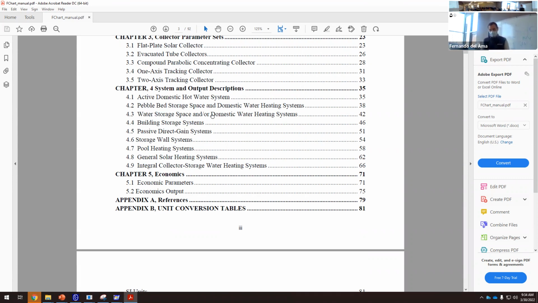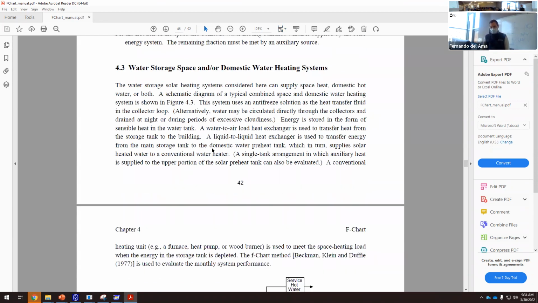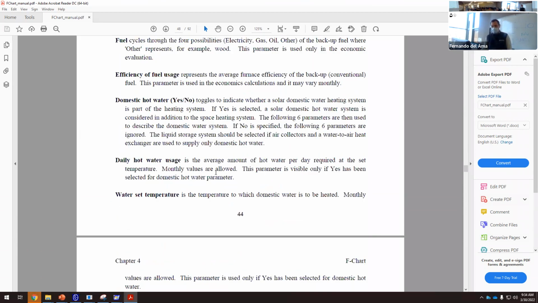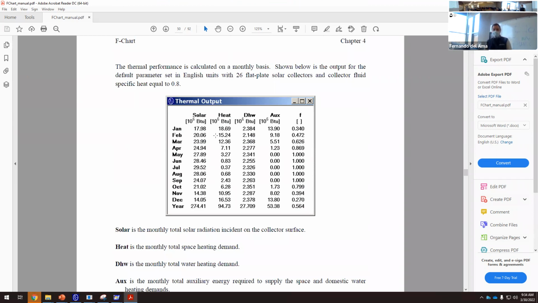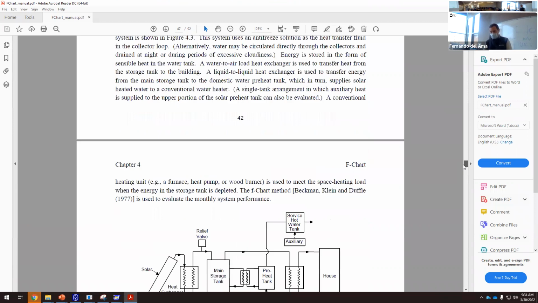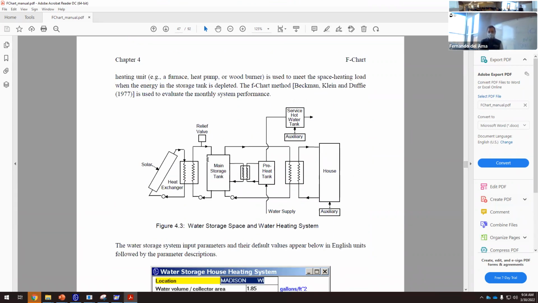So if you click here, the 4.3, we have the information about this. And here we have the schematic view, and here we have the output. Okay, it explains what all this chart means. But I want to focus on this. I want to focus on the schematic view. So what do we have here?